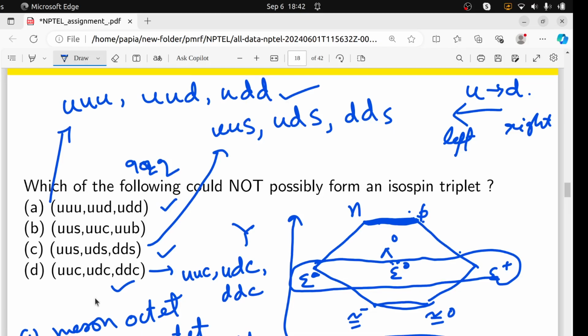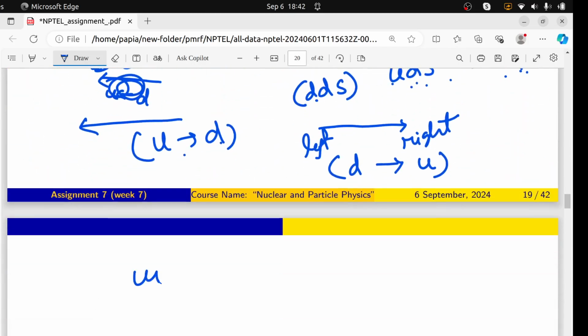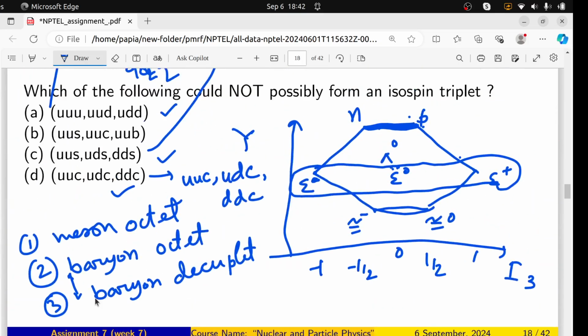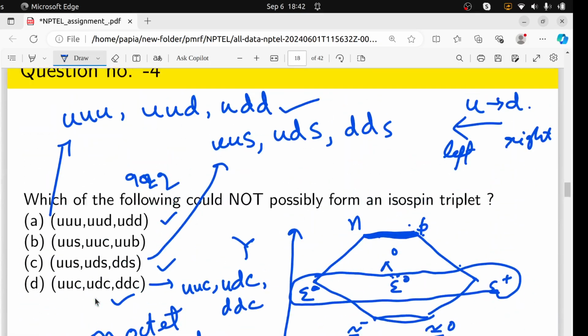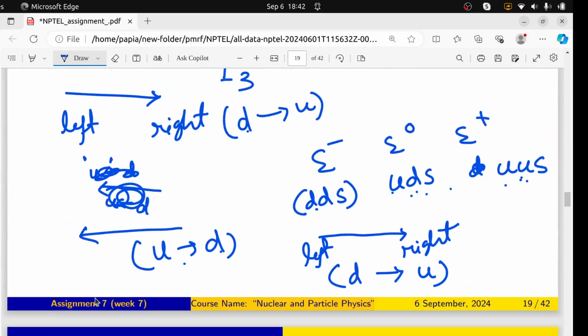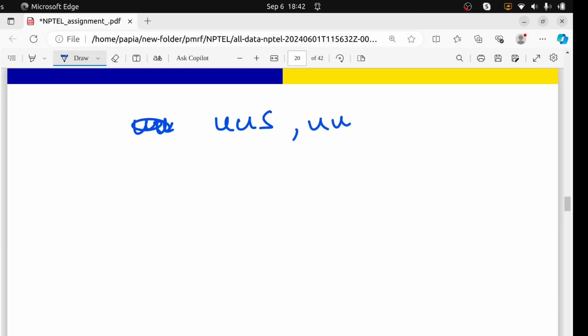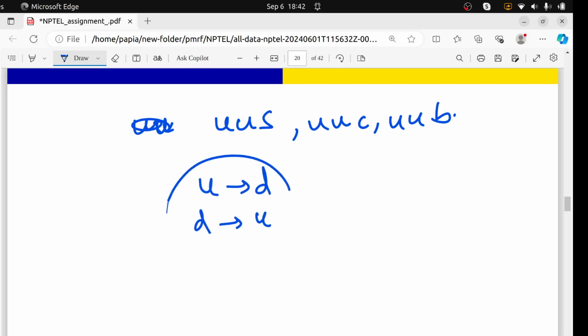Now come to option B. Option B is U U S, U U C, U U B. But as I told you, that will not be an isospin triplet, because here U is not going to D or D is not going to U. This type of transformation is not here. So that means it will not be in the isospin triplet condition. So this option will not be the isospin triplet case.